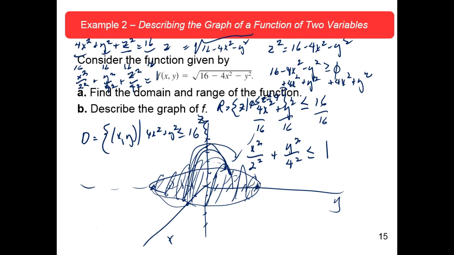Domain is the set of all points lying on or inside the ellipse x squared over 4 plus y squared over 16 is equal to 1. The range of f is all values z = f(x, y) such that 0 is less than or equal to z is less than or equal to 4. And a point (x, y, z) is on the graph if and only if z is equal to that. Basically you have the upper half of an ellipsoid shown.